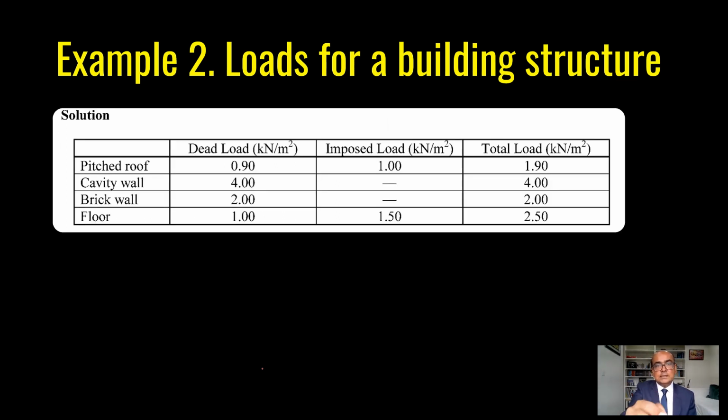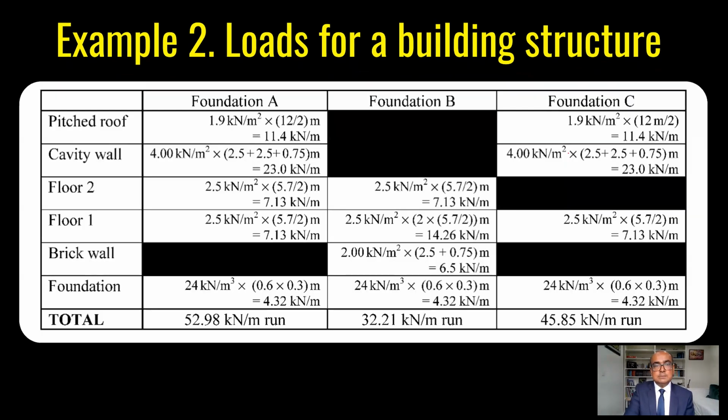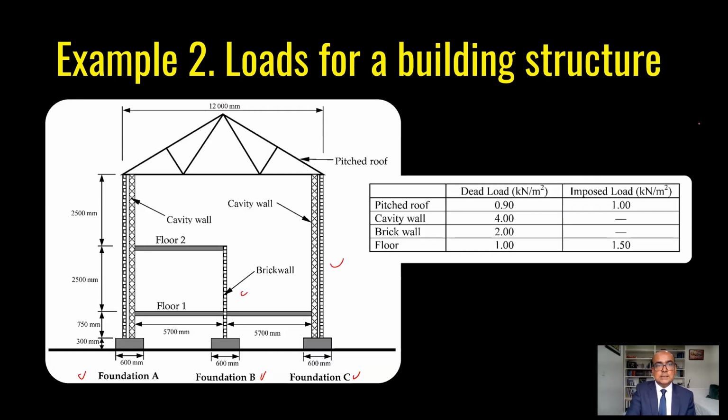Let us see. Again, this is the total load on pitched roof. We are adding up dead and live load, cavity wall and brick wall, and then we have floor loading. So simply add up the loading. The first is pitched roof. Total load on pitched roof is 1.9 kilonewton per meter square. We will multiply it with half of the span of pitched roof. Span was 12, so that's the reason we multiplied with half. And again here we will multiply 12 over half to get 11.4 kilonewton per meter on foundation A and foundation C. The reason is that this dimension is 12 meter. So total load will be transferred here, and that will go all the way to the foundations.